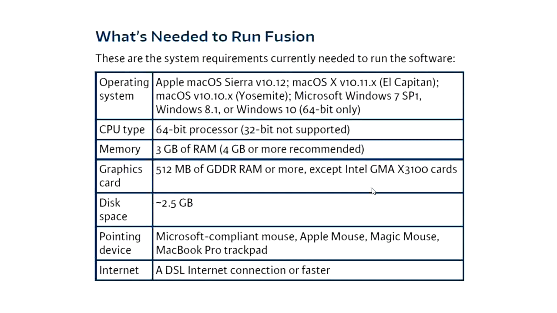Then, most important, the pointing device. If you use a Windows system, it will require a Microsoft mouse, which consists of 3 buttons. Then most important, it requires a continuous internet connection. Okay, this is the system requirement to install Fusion 360.